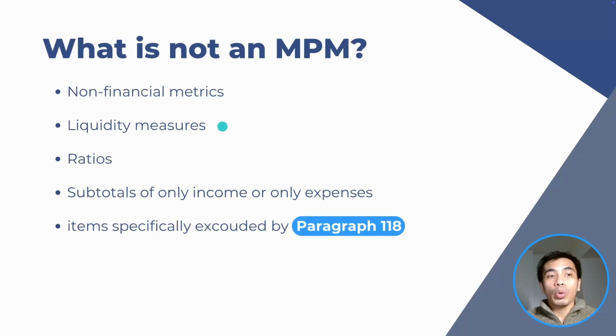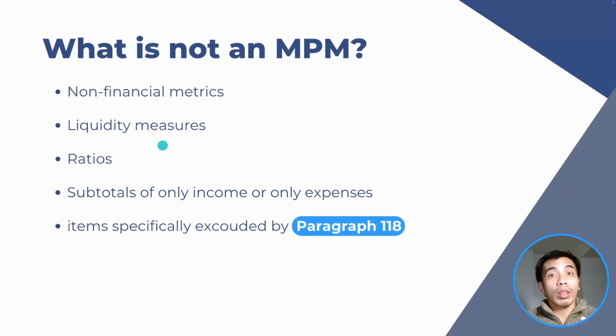Second one are liquidity measures, for example, free cash flows. It is not a subtotal of income and expenses. It is not a measure of financial performance. So you can still use it in your management reports or other reports, but you don't have to add disclosures to explain how it is computed.